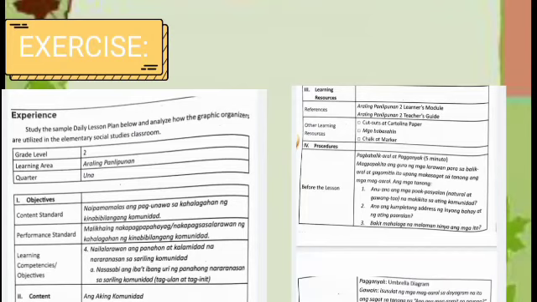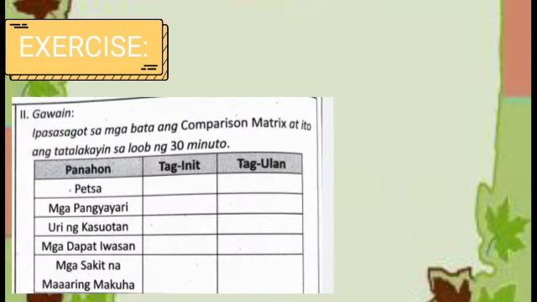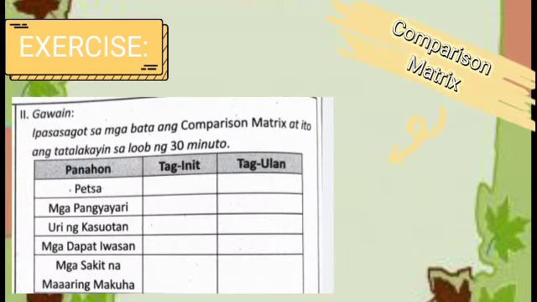And now, let's proceed to the exercise in which the teacher used graphic organizers in the lesson planning. This lesson plan is for grade 2, Araling Panlipunan, quarter 1, which content is ang aking komunidad. Let's move on to the procedure part in the during lesson, specifically in the pagtatalakay. As you can see, the teacher used a concept web in which students will write words that will describe or relate to the pictures. Aside from that, in the gawain, the teacher also used a comparison matrix between tag-init at tag-ulan.